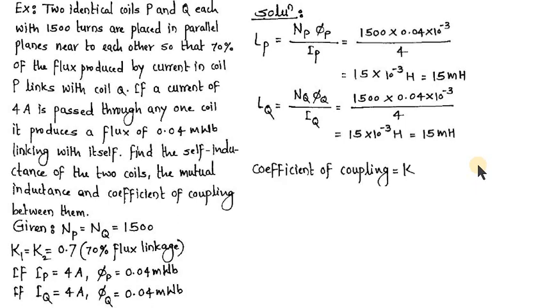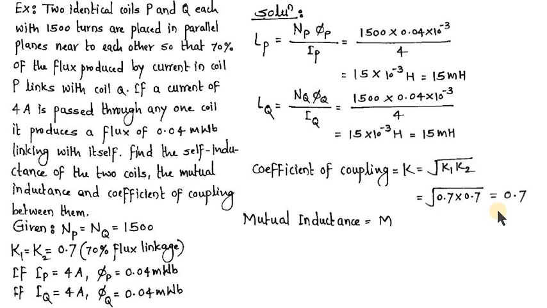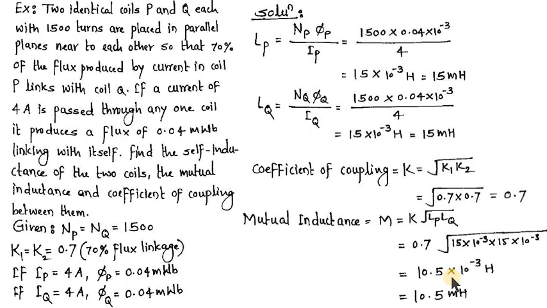Now we will focus on finding out the coefficient of coupling. The coefficient of coupling can be easily found out by using the formula under root K1 K2. We know the value of K1 and K2 is 0.7, so under root of K1 K2 becomes 0.7. Mutual inductance M can be found out by using the simple formula K under root LP LQ. So K under root of inductance of coil P and inductance of coil Q. Now when we substitute these values, what we get is 10.5 millihenry to be mutual inductance of these two coils.